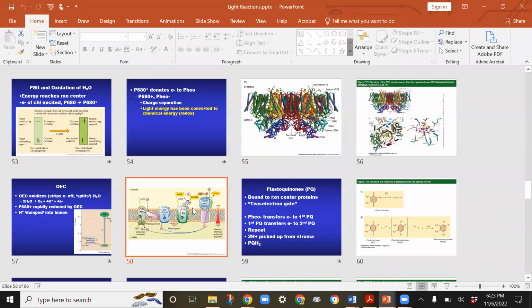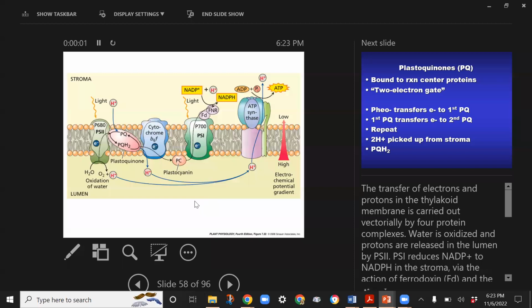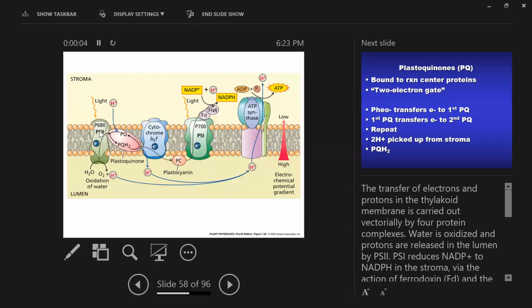Basically just knowing that another way to talk about the integral membrane proteins is transmembrane proteins. I probably use that word more than integral. And so when we say integral or transmembrane proteins, we're just talking about those 4 big complexes, and that's it.